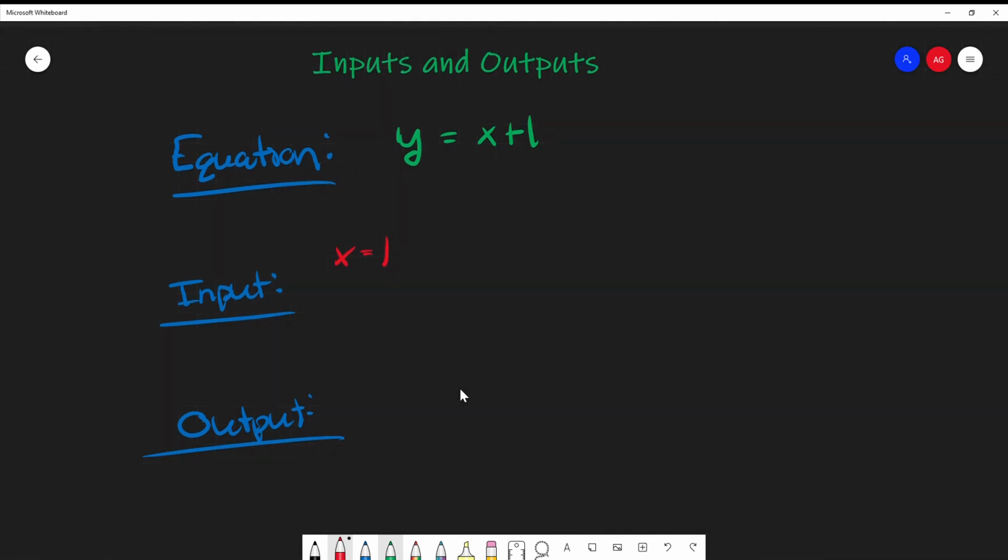Well, the output would be what we get when we substitute in that 1. So let's substitute. y is equal to x, which is now 1, and then we add the remaining 1. Simplifying that, we get y is equal to 2. This means that our input is x equal to 1, and our output is y equal to 2.